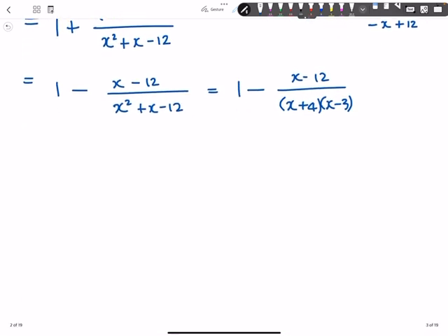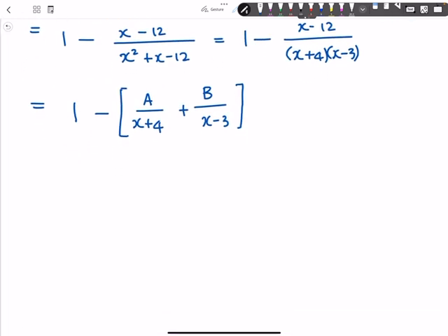All right. This is going to be equal to 1 minus, I will keep this piece in brackets here. So the expansion here is going to be a over x plus 4 plus b over x minus 3. So this problem specifically says that we don't need to solve for a and b. This is really all that it wants. And you can certainly leave your answer here.